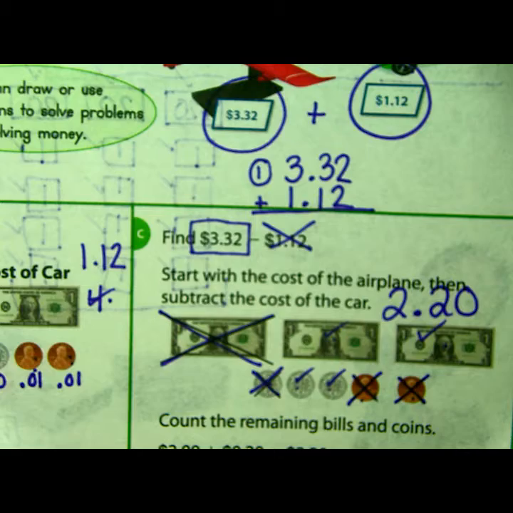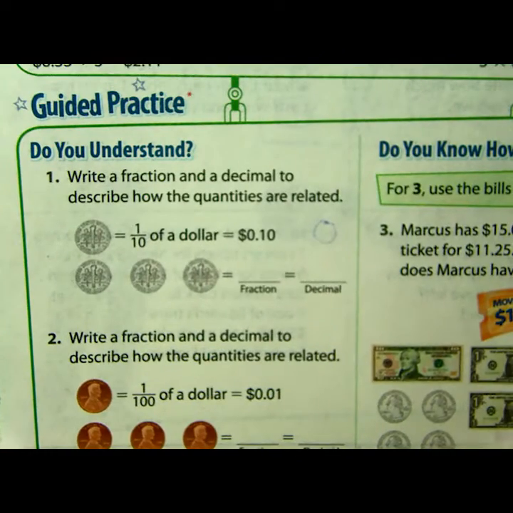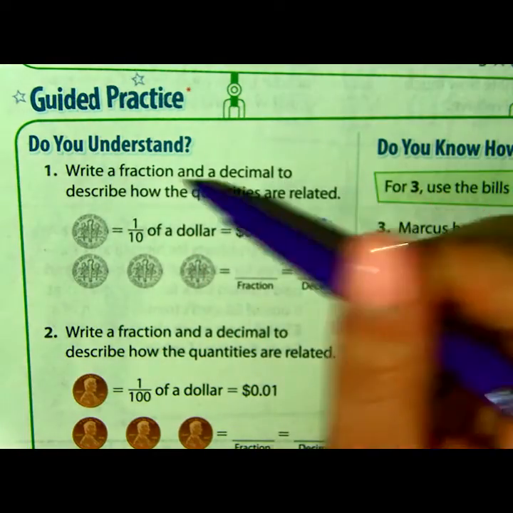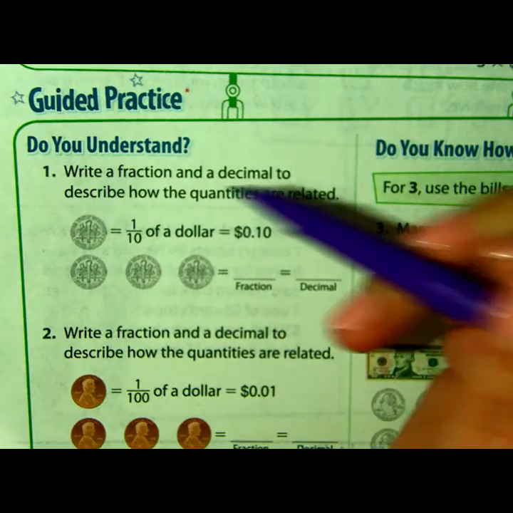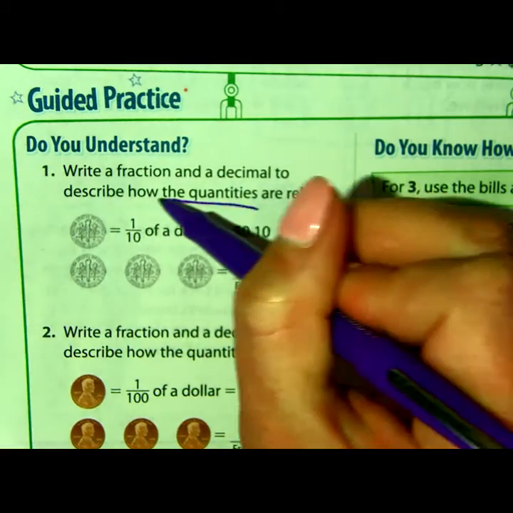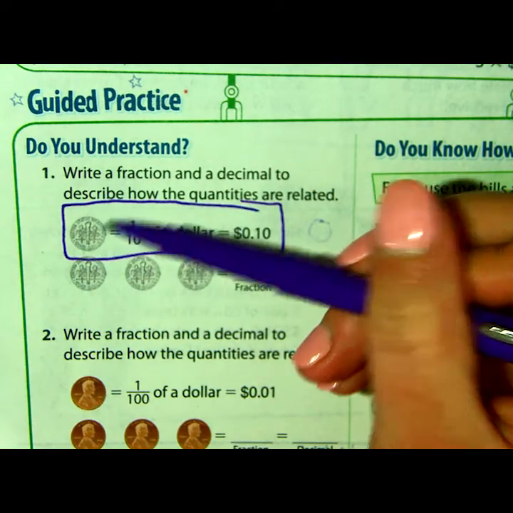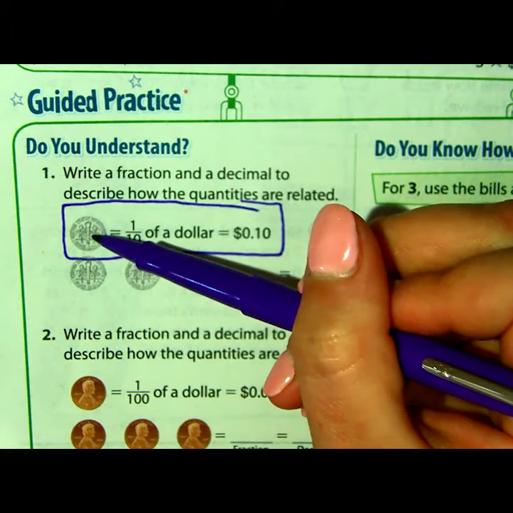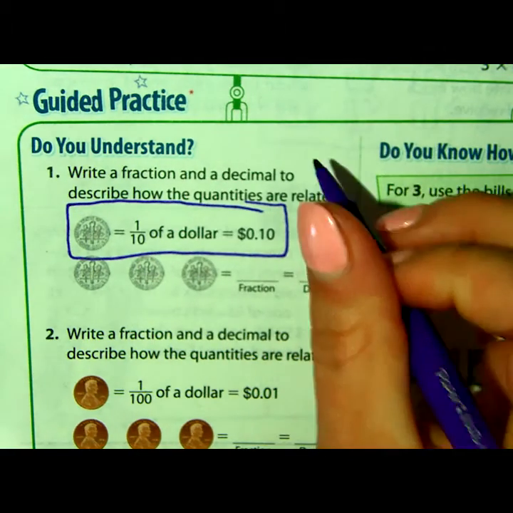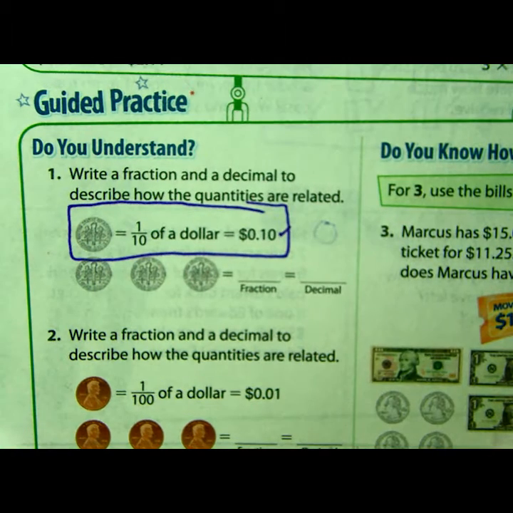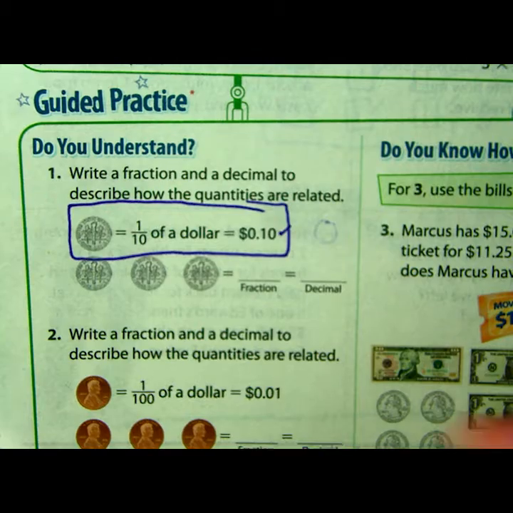All right, we're going to look at just another one before you guys are doing your work independently, just so we can make sure we understand representing these as a decimal. So your directions are to write a fraction and a decimal to describe how the quantities are related. What they've done here is given you the first portion of it, and they're showing you that this is a dime, and it is worth 1/10 of a dollar. If you have 10 of these, then you have one whole dollar. And to show that in the representation of money would be right here. So 10 cents.